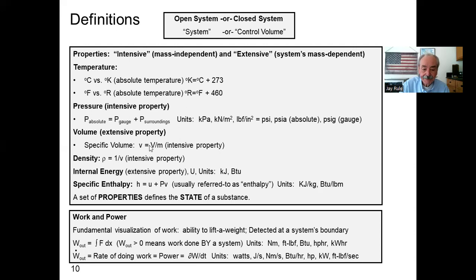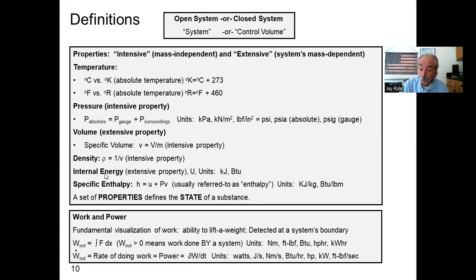Specific volume is an intensive property, whereas volume, capital V, is an extensive property. So you know the difference between big V and little v. You've got a lot of experience now working with those two. How about density? Oh, is that another definition? No. Density is simply the reciprocal of specific volume. It's also an intensive property.